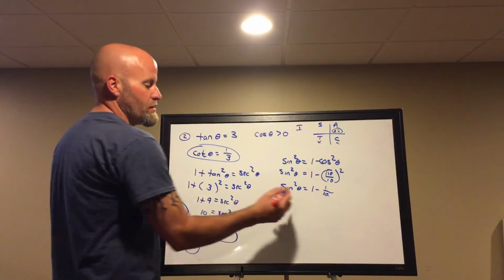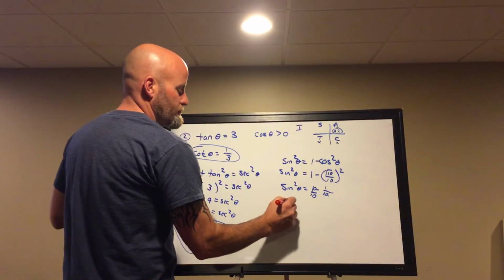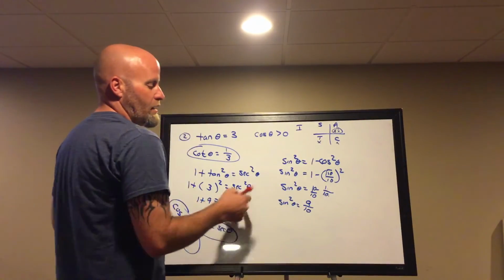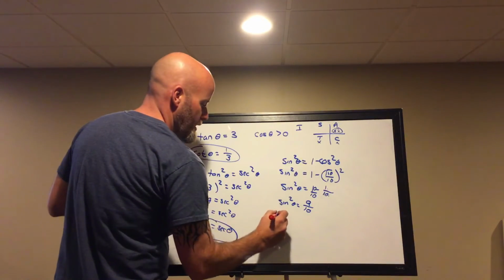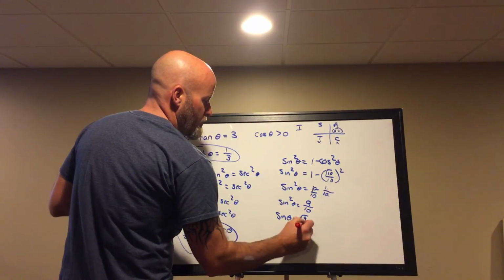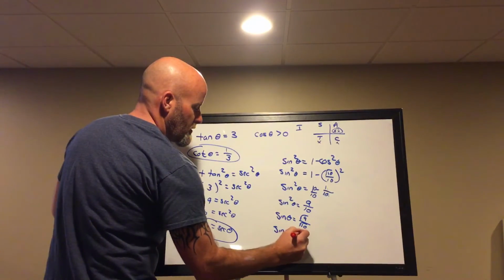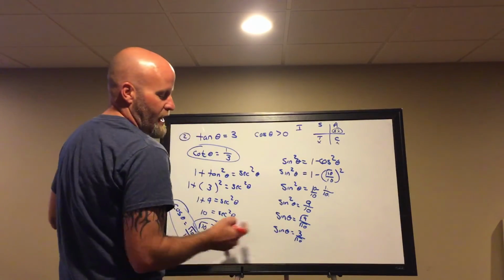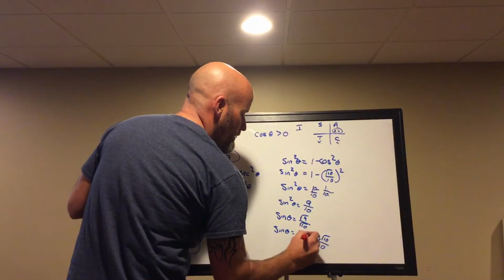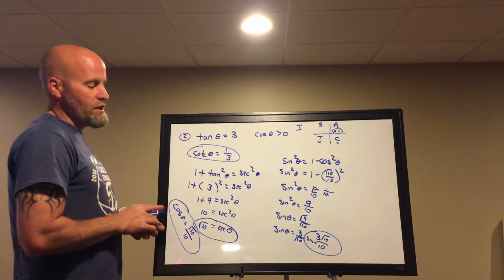Makes your life a little bit easier. This is going to turn into 10 over 10. When I subtract, I get 9 over 10. And now we're going to square root both sides. So I get the square root of 9 over the square root of 10. The square root of 9 is 3. And then I have to rationalize that into 3 root 10 over 10. And sine theta is going to be 3 root 10 over 10.